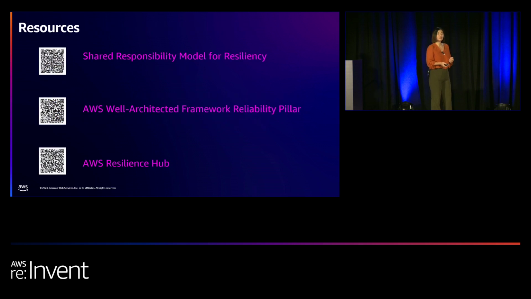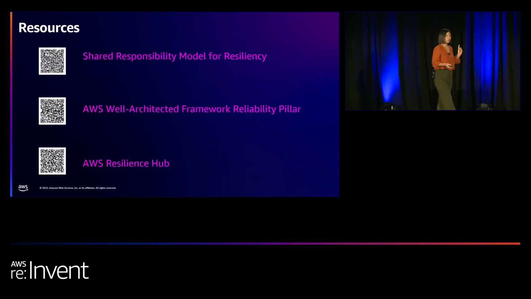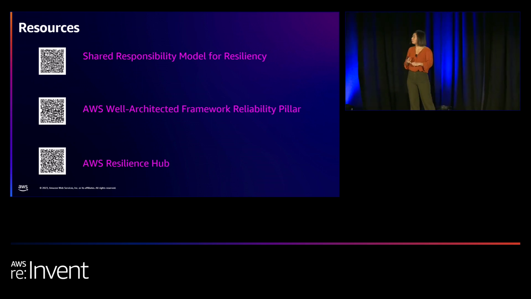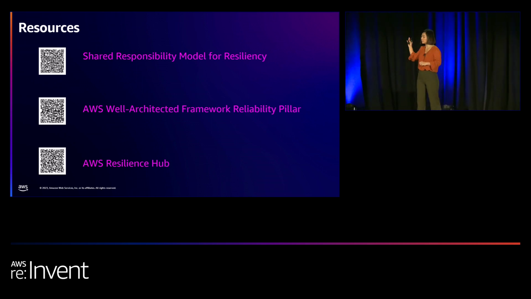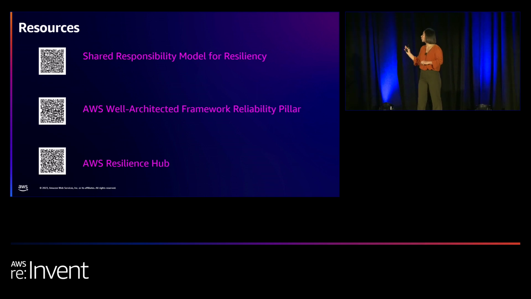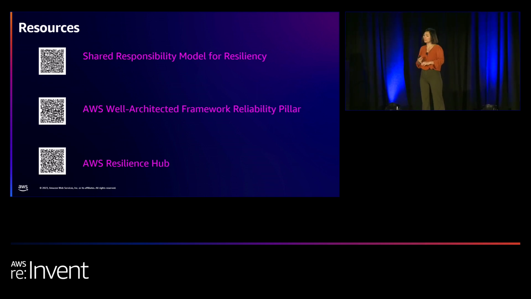I'd like to share 3 resources over here. The first one is a white paper Mike was mentioning, the shared responsibility model for resilience. If you haven't, please check it out. The second one is the AWS Well-Architected Framework, the reliability pillar. There's a lot of good guidance over here.